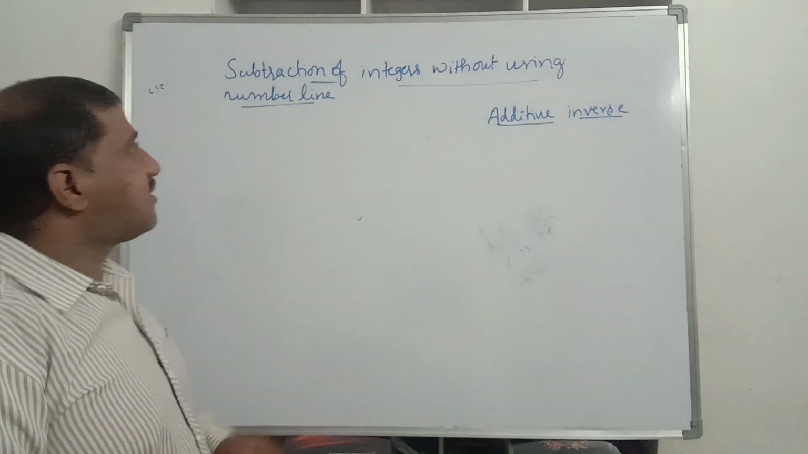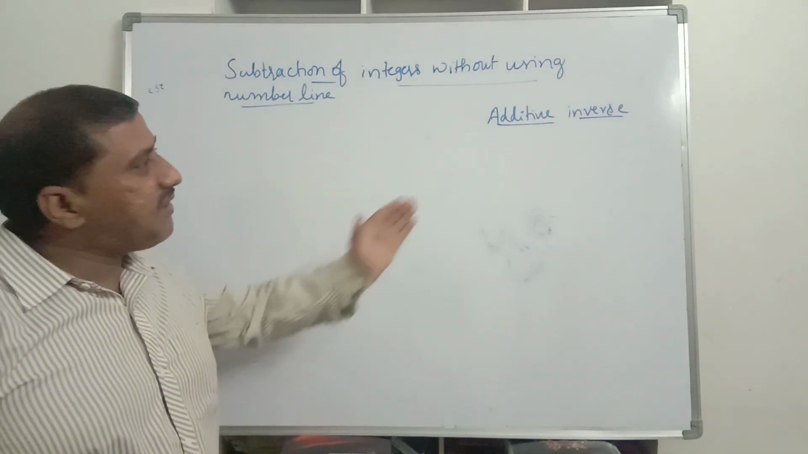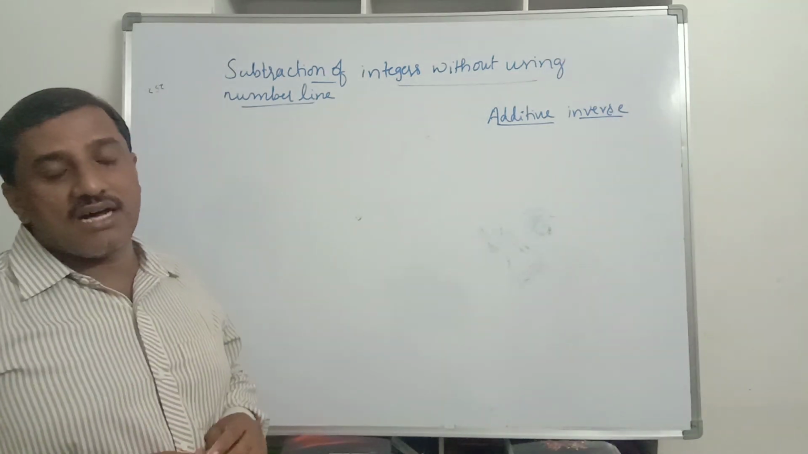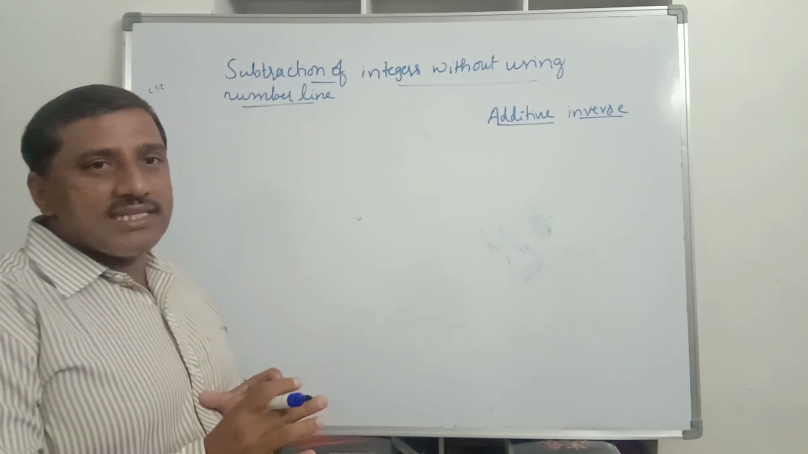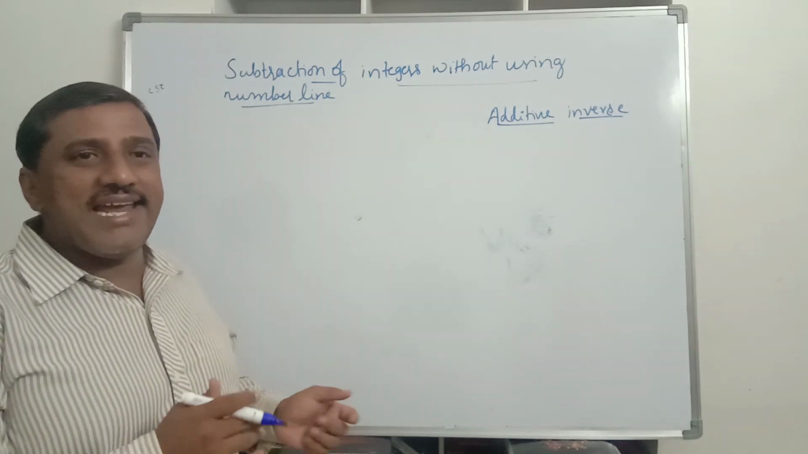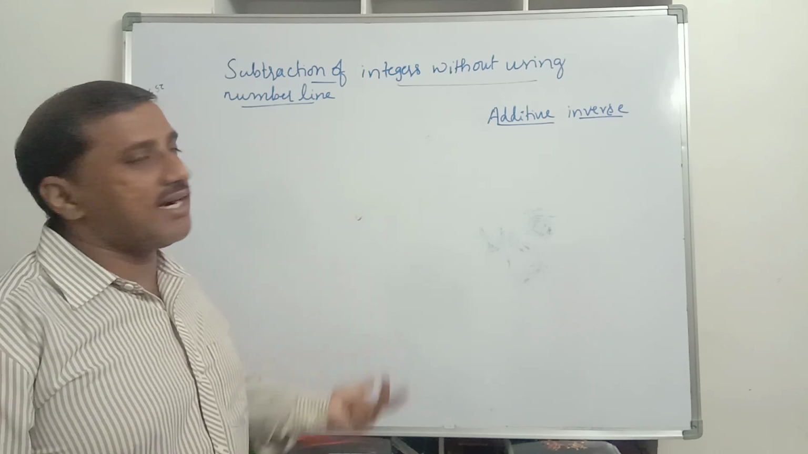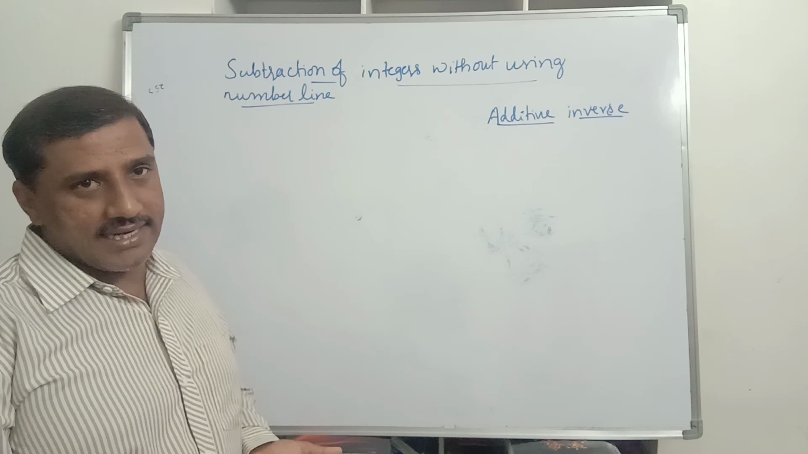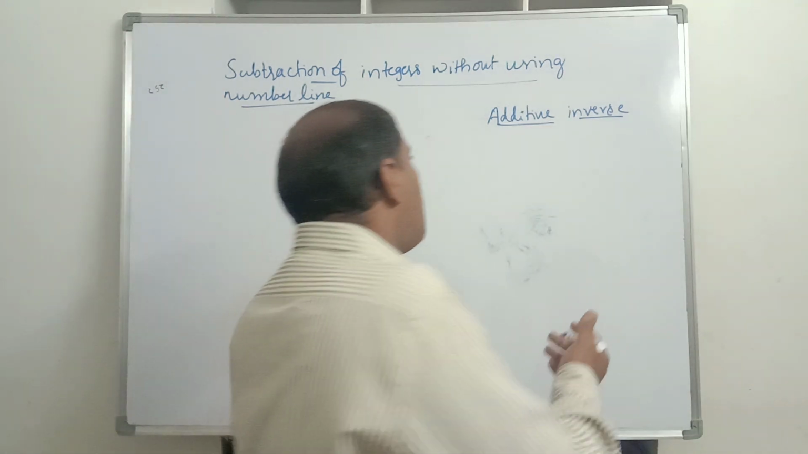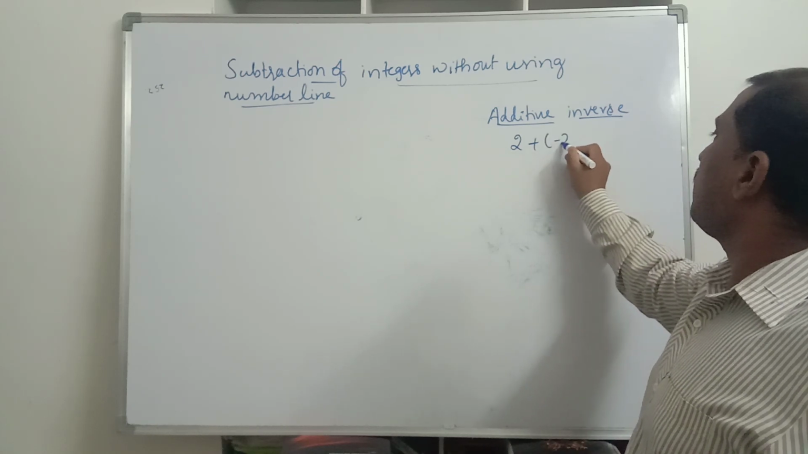Now we will discuss subtraction of integers without using the number line. Before that, we will discuss the additive inverse of an integer. What is additive inverse? By adding any two integers, if the sum is 0, then each number is the additive inverse of the other number. Additive means addition. Inverse means with its opposite sign.